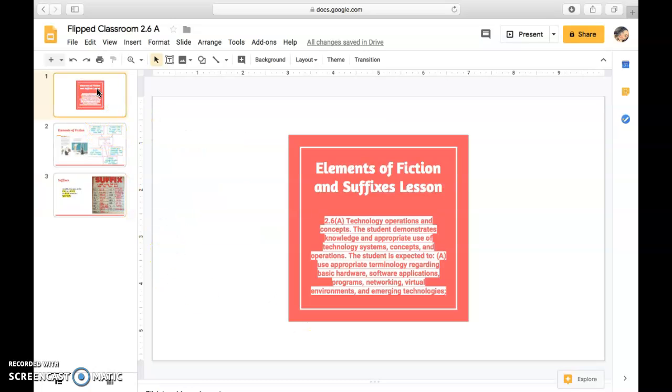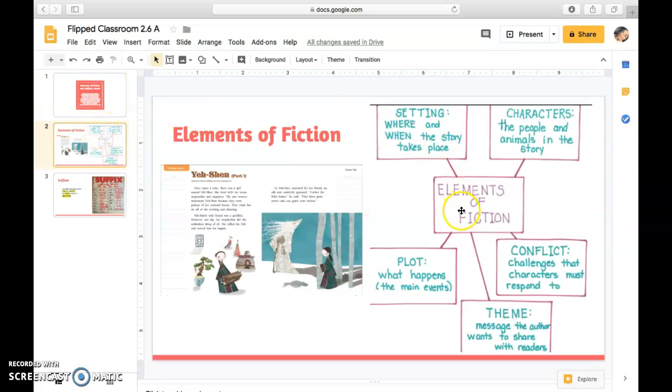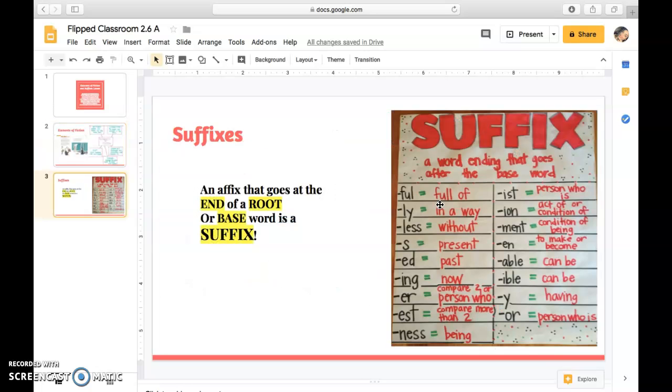So just a brief summary, we went over the elements of fiction and suffixes, and we had an anchor chart here, or a diagram here, I'm sorry, for the story Ye Shen that we've been reading these past 2 weeks. And tomorrow when you come in for class, you'll be filling in the setting, the characters, the plot, conflict, and the theme, and you'll be able to refer to your neighbors and discuss with them as well. Also, you guys are going to be writing a story using 5 or more suffixes, and I want you guys to refer to this anchor chart definitely, because sometimes I didn't even know what some of these suffixes meant, so it's definitely very helpful.